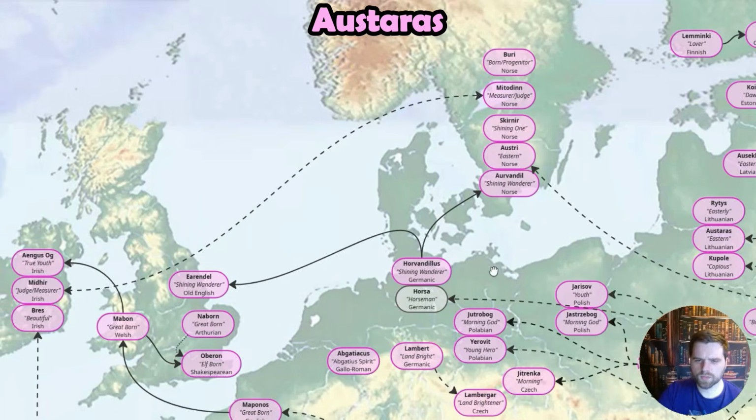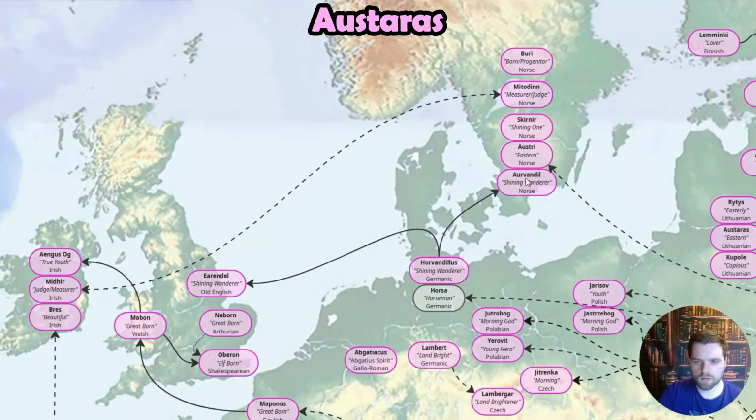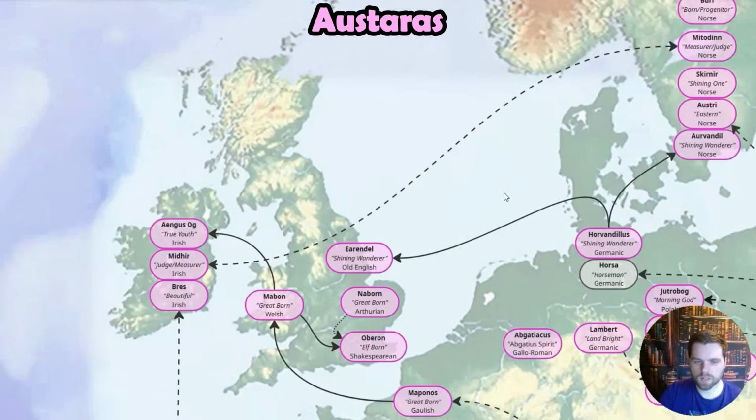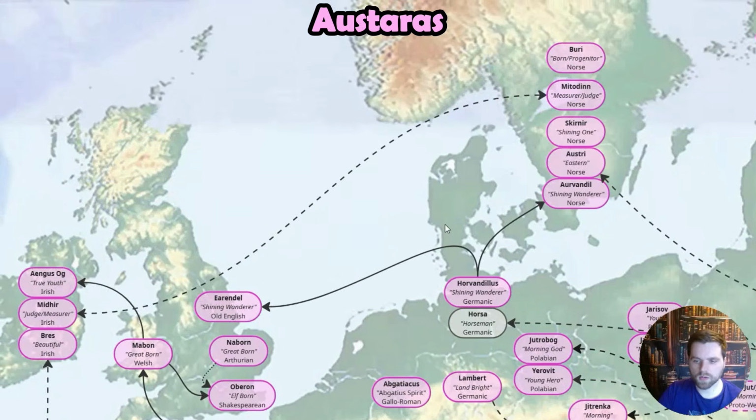There's also an obscure hero by the name of Arvandil, or Vandalus in Germanic and Norse, and even Old English as Earendel. His name means shining wanderer. It's the basis of the character Eärendil in Tolkien mythology, an ancestor of Aragorn.